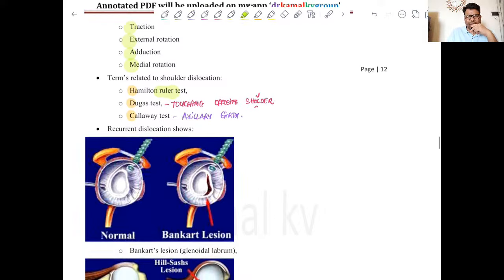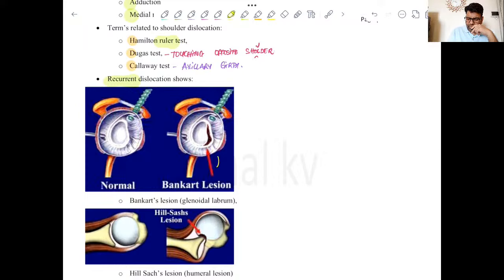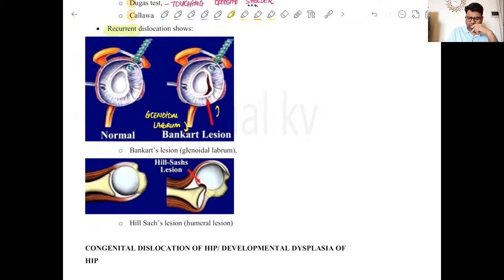Now, shoulder can undergo recurrent dislocation. It means again and again. So there are two important things. One is Bankart lesion, which is affecting the glenoidal labrum. So there is tearing of glenoidal labrum in Bankart's, and there is indentation fracture over the head of humerus, and that is known as Hill-Sachs lesion. So you can remember H of Hill for head of humerus, right?